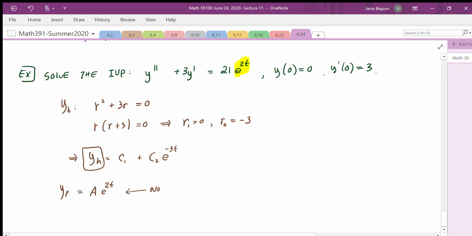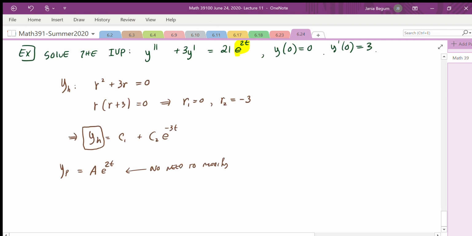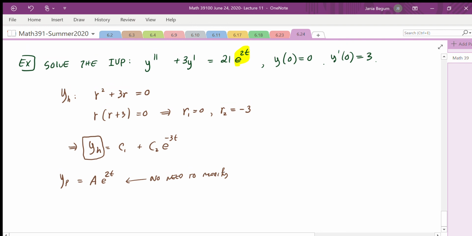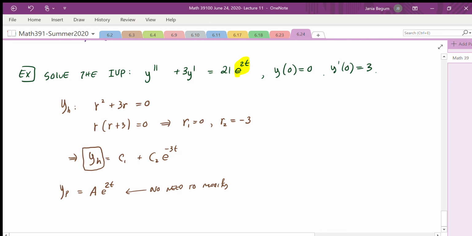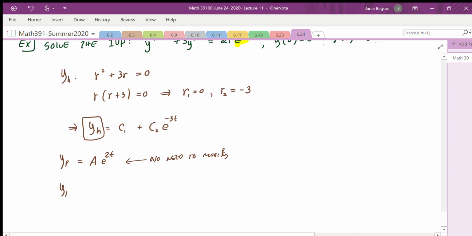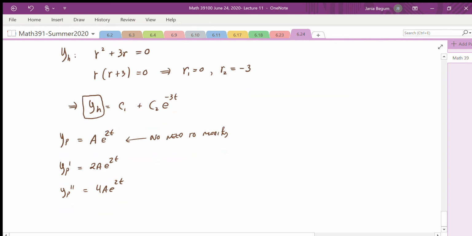So no need to modify this. Does this make sense? Okay, I hope it does. Well, now we have to find this undetermined coefficient, a, so that means we have to compute its first derivative and second derivative, and plug them into the given equation. So yp prime is 2a e to the 2t, and yp double prime is 4a e to the 2t. Okay, let's plug them in.